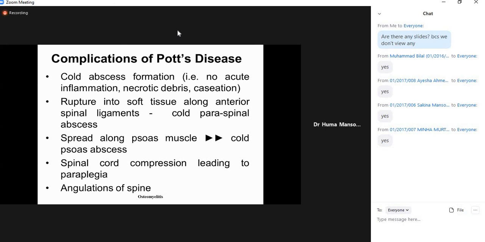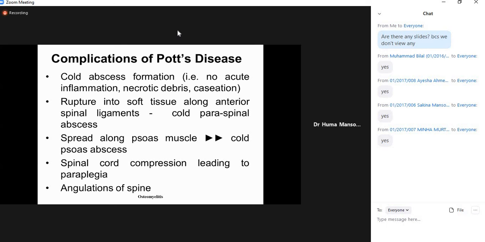So, what are the complications of Pott's disease? There will be cold abscess formation. That is, there will be no acute inflammation, only necrotic debris and caseation. And caseation, as we all know, is the collection of histiocytes and all the cheesy material which comes out of the histiocytes.